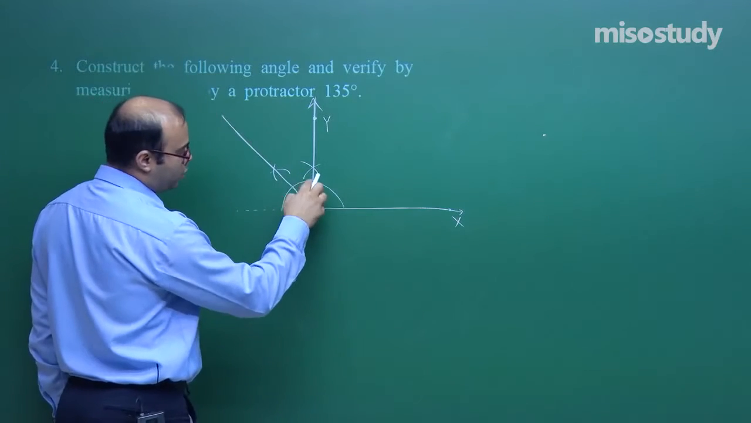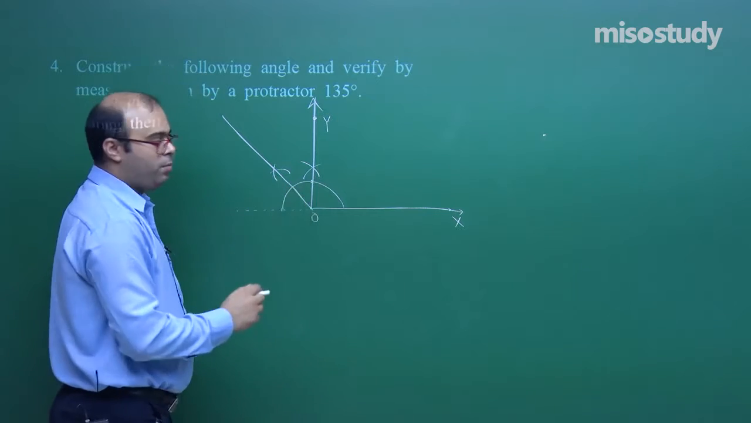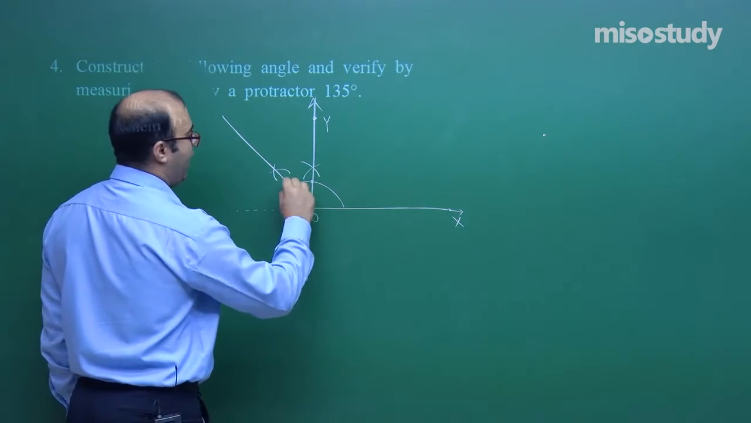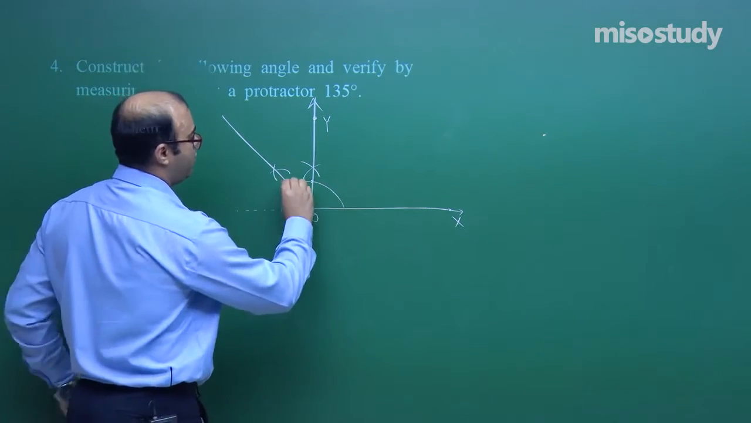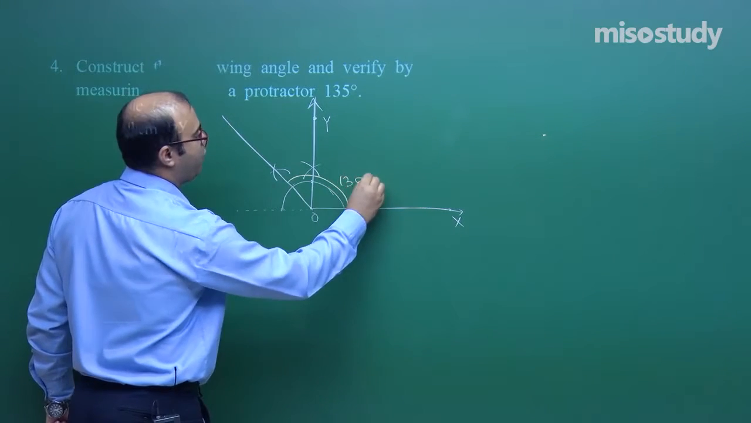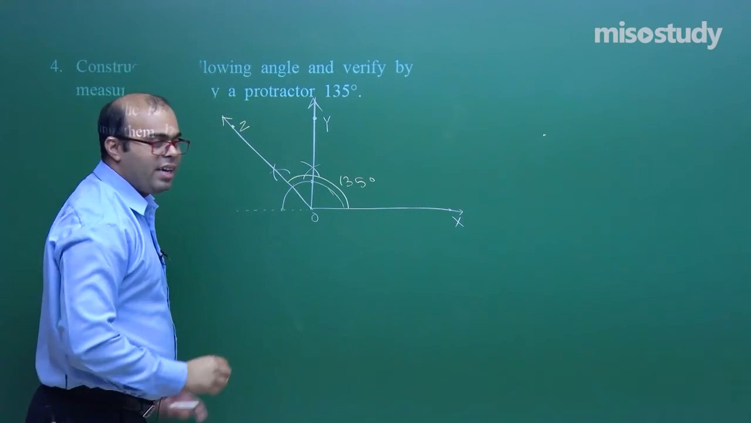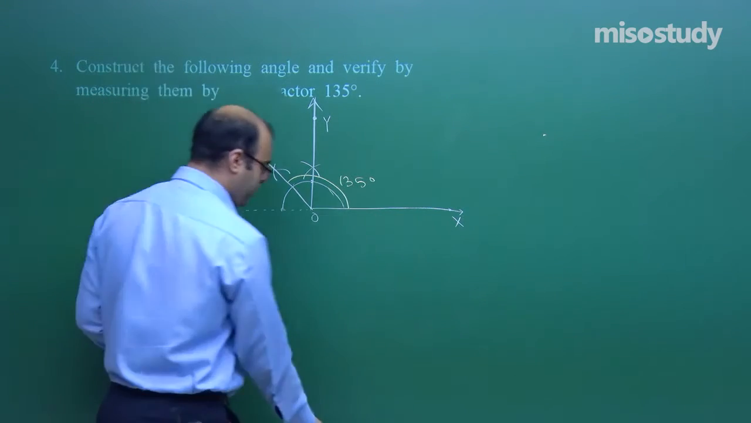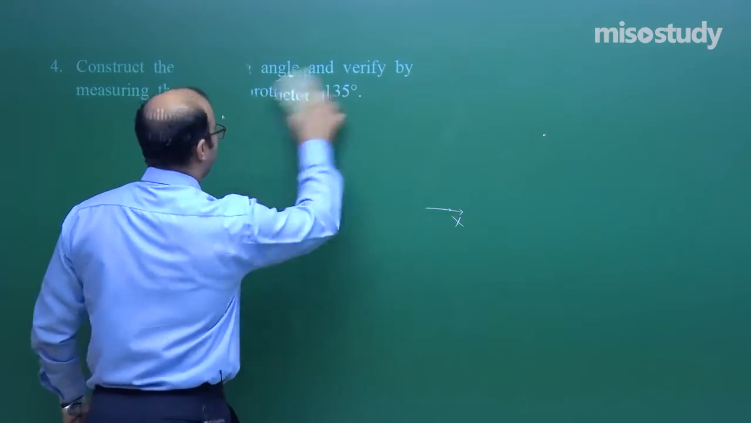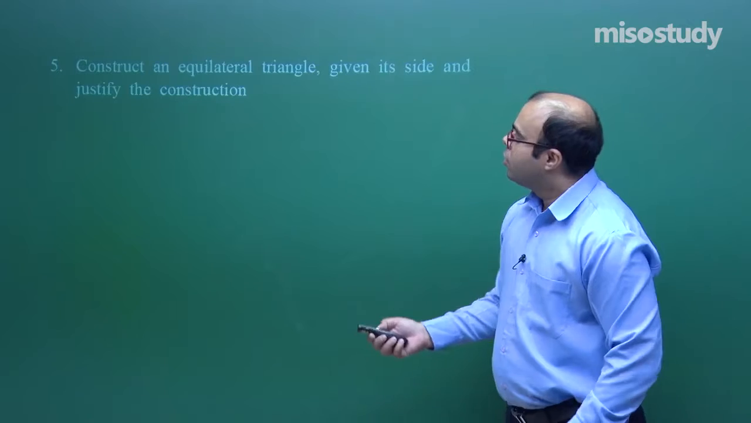So you know that this whole angle is 90, so this angle is 45 and this is also 45 because this is the angle bisector. So the angle from here to here, this is 90 degree plus 45 degree, that is 135 degree. So call it as Z. So XOZ is angle 135 degrees, students. Okay, this was the fourth question. Let us move on to the fifth question.